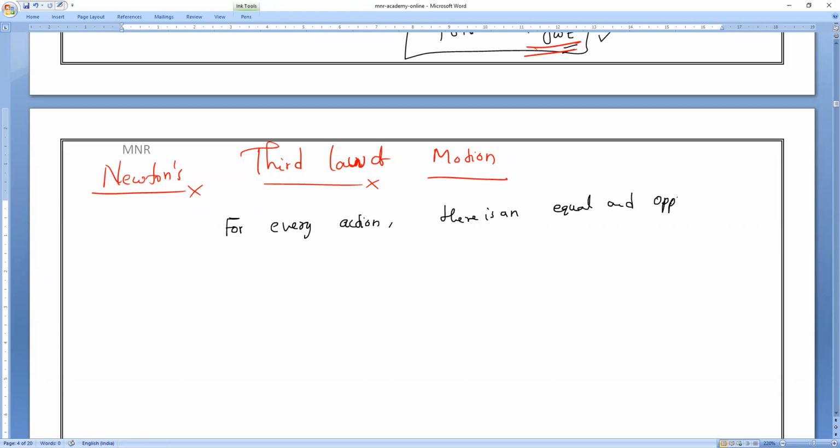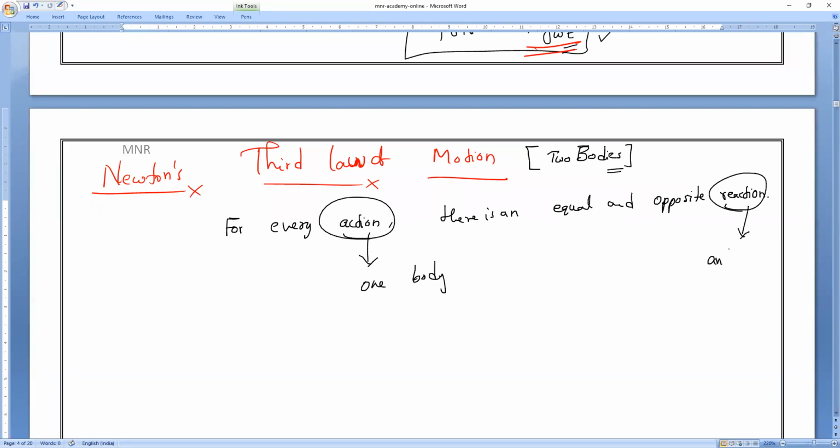But I will use a word here. All of you remember, Newton's third law is always applicable when two bodies exist. How many bodies totally? Two bodies. Because action must be shown by one body and reaction must be shown by another body. Are you clear, everybody?